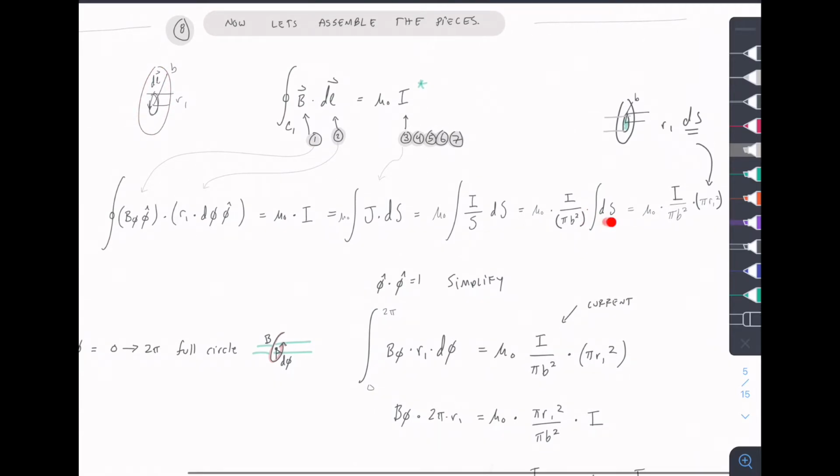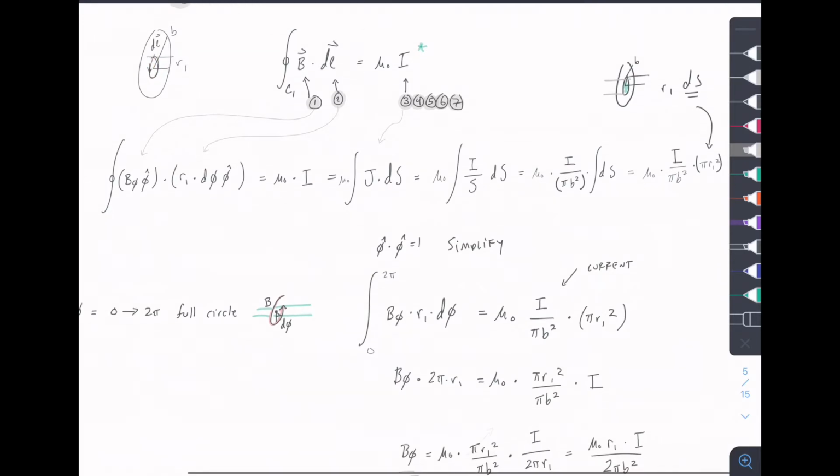And then we need to look at our ds, or our differential surface, the smaller surface, based off of the smaller radius that we're looking at. So the B field due to just the circled area, dl, inside of the larger conductor. Okay? So you should be having some Gauss's law flashbacks here.